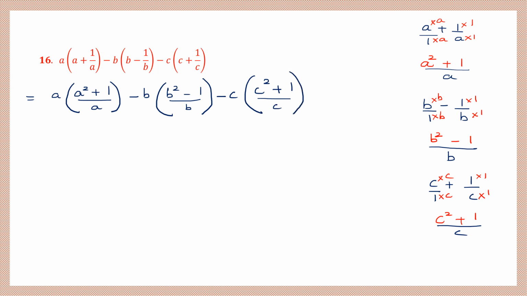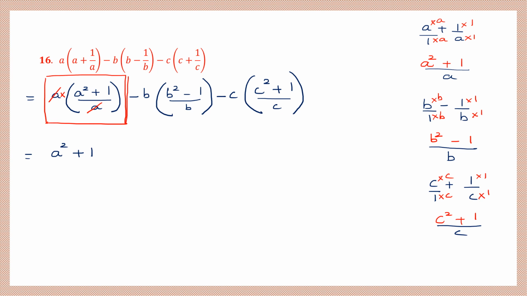Okay, now let's be careful here. Let's take each part separately. Let's take only this portion. And as you can see, this is multiplication. So if it is multiplication, I can cancel. So I can cancel this a, which is numerator, and the a, which is the denominator. So what is left here? A square plus 1.